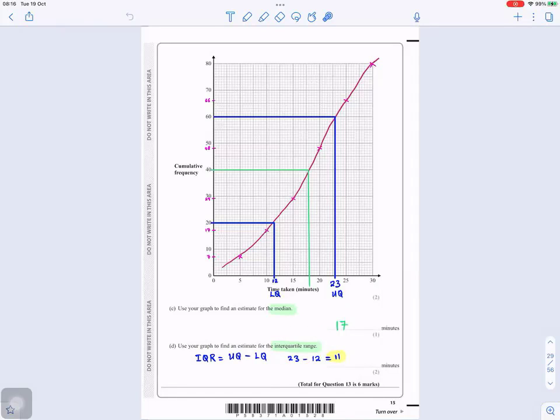Use your graph to find an estimate for the interquartile range. The middle of 0 and 40 is 20. So you draw the line and you get 12 for the lower quartile. The middle of 40 and 80 is 60. And you come down, you will get 23 for the upper quartile. Interquartile range is given by the upper quartile take away the lower quartile. So 23 take away 12 is 11.